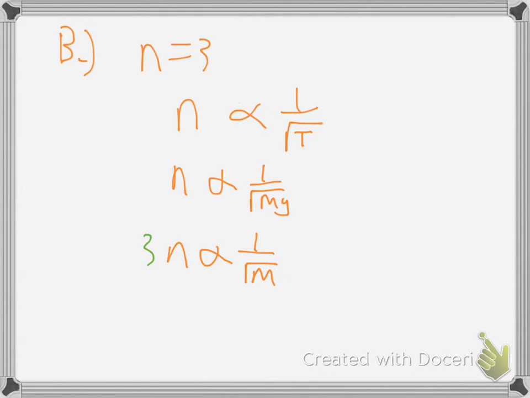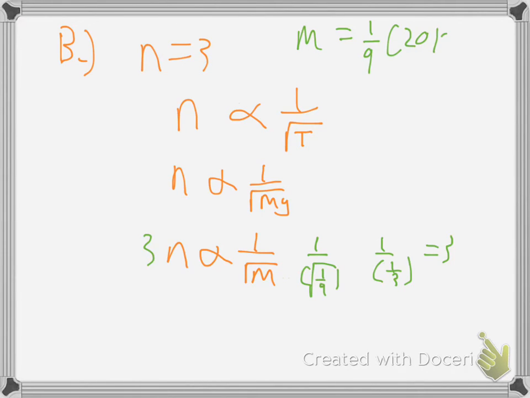Okay, so let's show that, because if we do 1 over the square root of 1/9, that is 1/3, and then if we're dividing by 1/3, we get 3. Okay, so what that means is for mode 3 the mass is going to equal 1/9 of 20 kilograms, which comes out to be 2.22 kilograms.